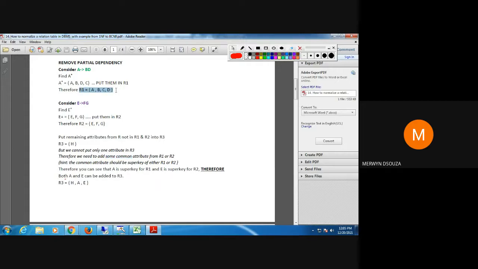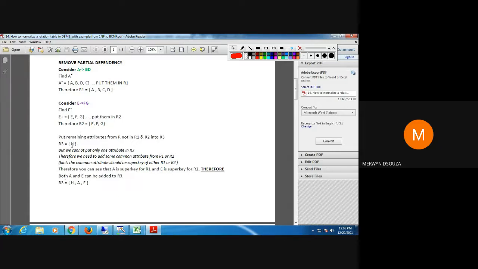You're going to find a common attribute which will be a super key of R1. Any attribute among A, B, C and D has to be a super key of R1. Once you find a super key of R1, you are going to add it as a common attribute to R3. Similarly, from the second relation R2, you need to find a super key from among these three attributes E, F and G. Once you find a super key of R2, you're going to add that as a common attribute to R3.